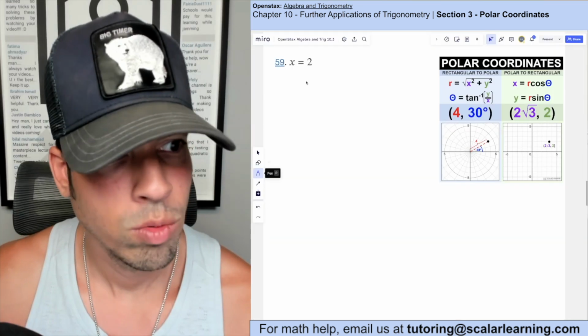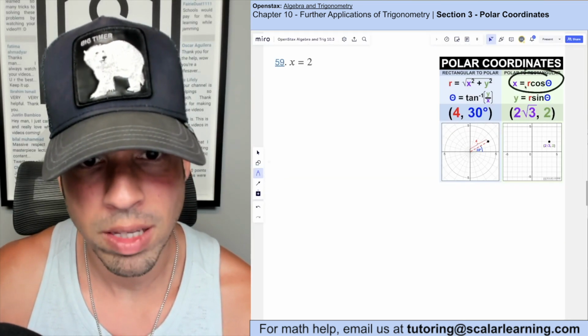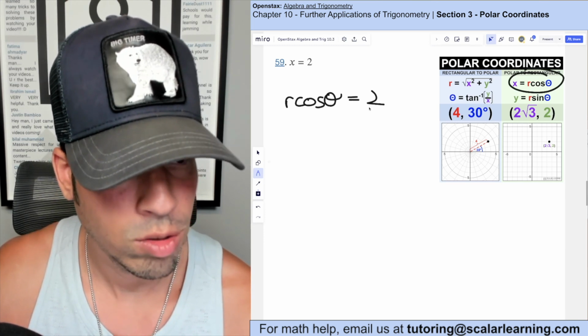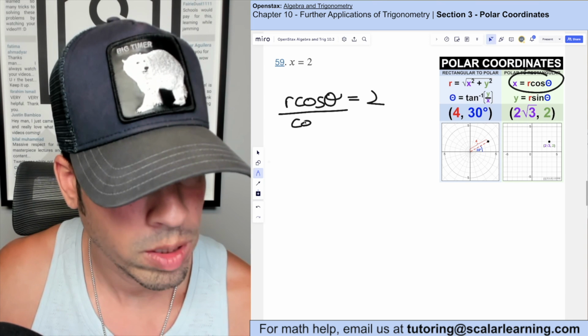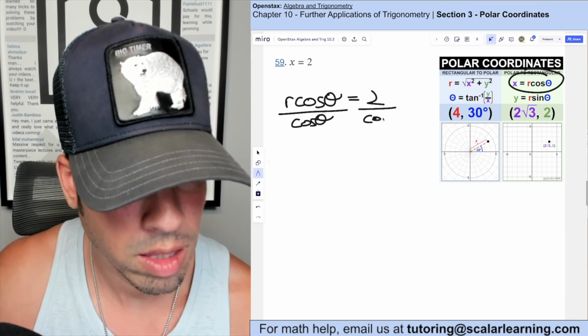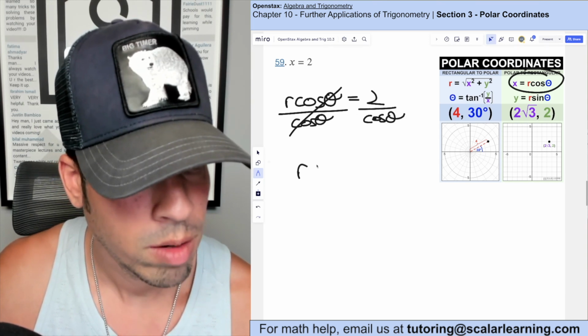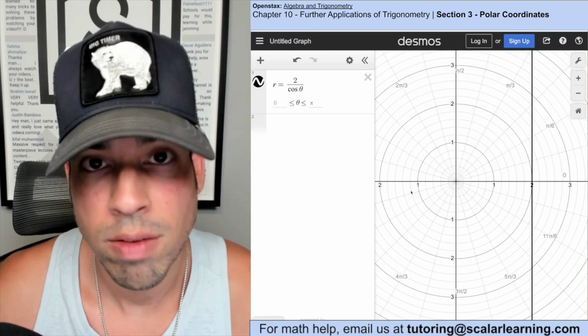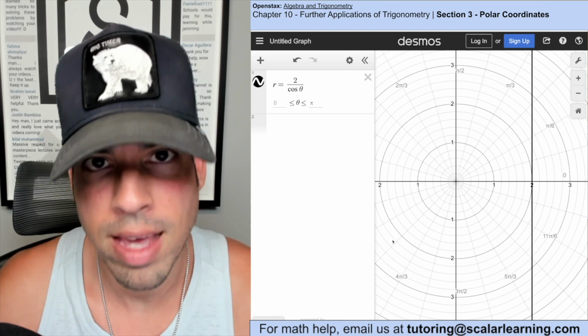Done. So this one, we got x equal to 2, and I'm going to replace x with r cosine theta. So we got r cosine theta is equal to 2. Then we just got to isolate r. So we're going to divide both sides by cosine theta like so. Boom. And we got r equal to 2 over cosine theta. And that's what the graph looks like on the coordinate grid. That's how you do it.